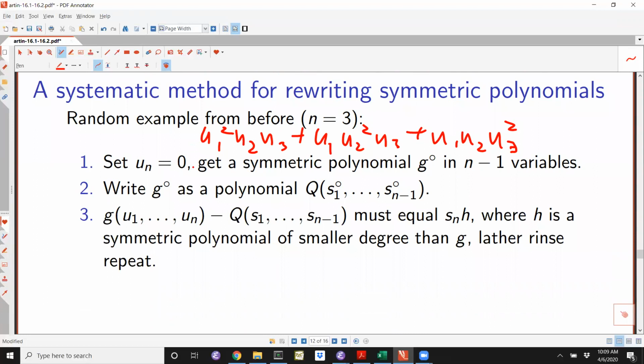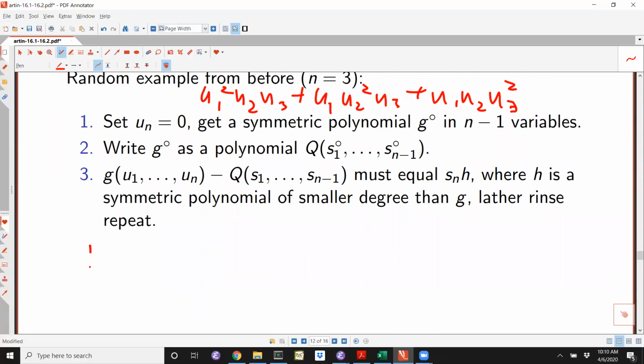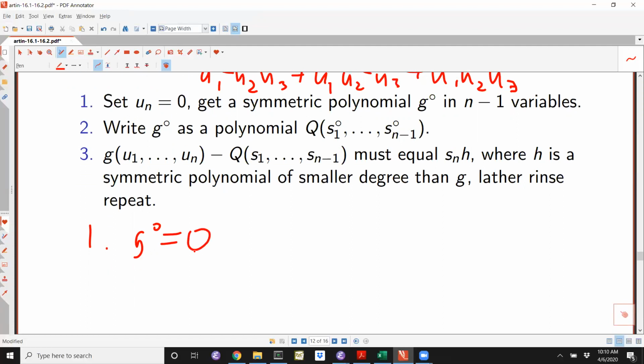So the first thing we do is we set U3 equal to 0. And we get a symmetric polynomial G circ in 2 variables. Well, actually, the problem here is that G circ equals 0. And so step 2 is also sort of vacuous.